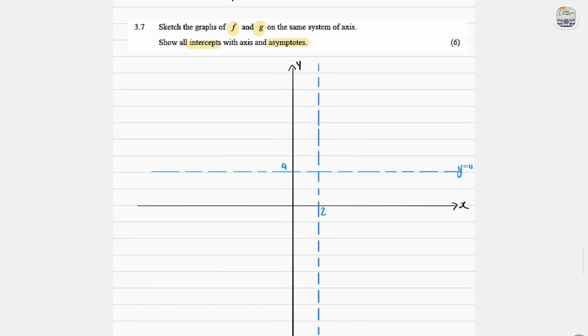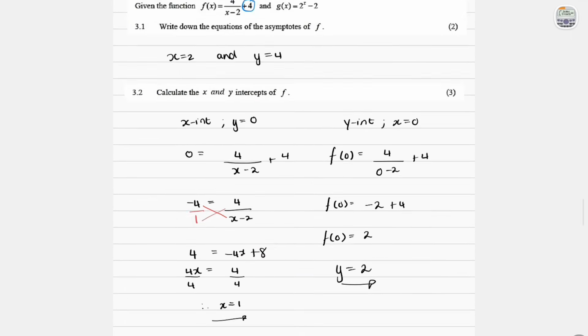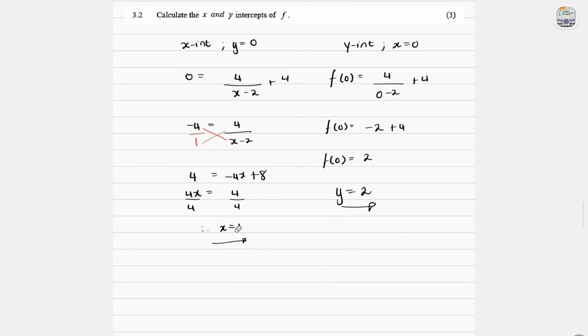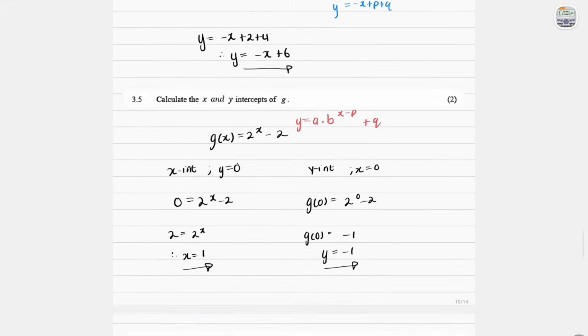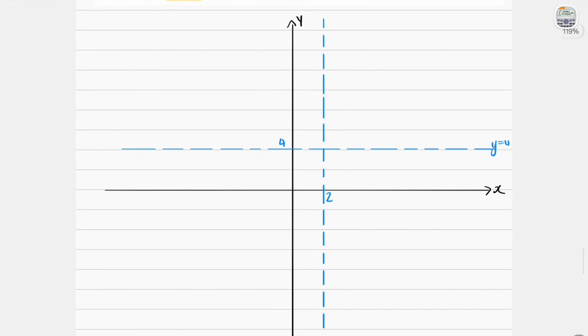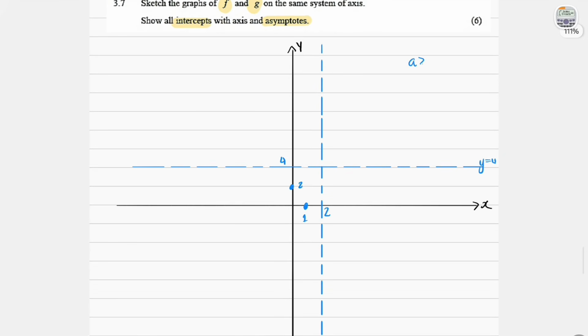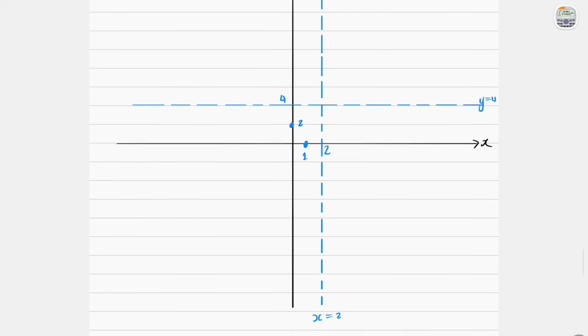And then we can go ahead and put down our points. So for the hyperbola, we know that the x-intercept was at 1, the y-intercept was at 2. So the x-intercept is where it intersects the x-axis at 1. So 1, I'll just put that there. And then it intersects the y-axis at 2. And we knew that the hyperbola, because a was greater than 0, lies in the first and the third quadrant. So our graph would look like this.